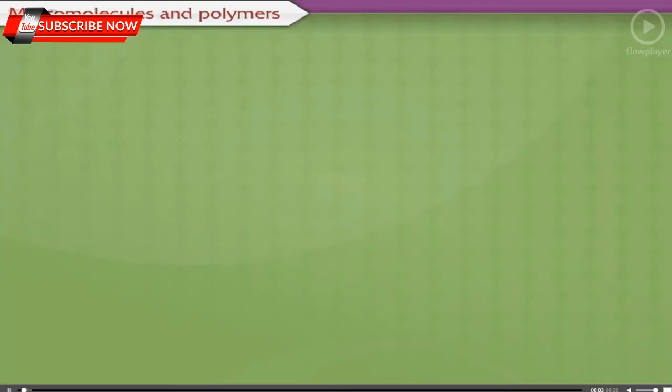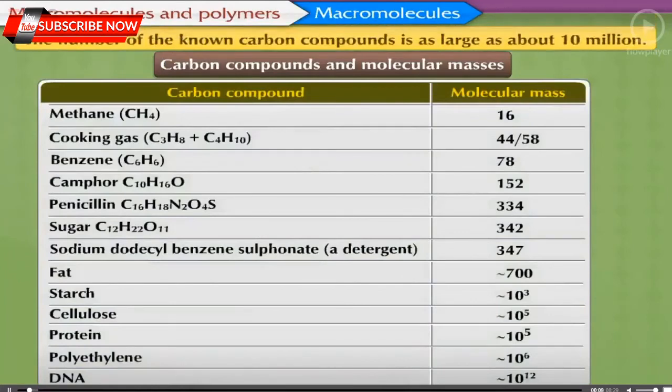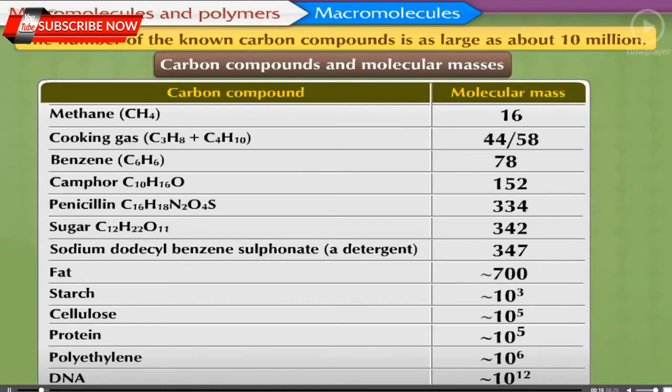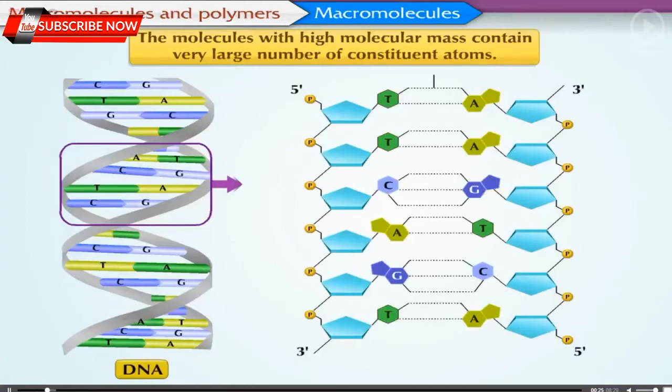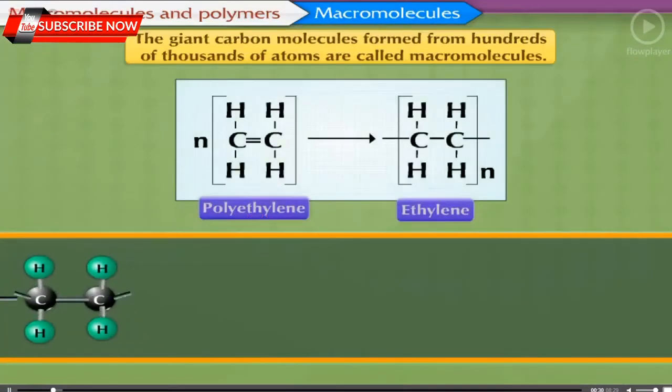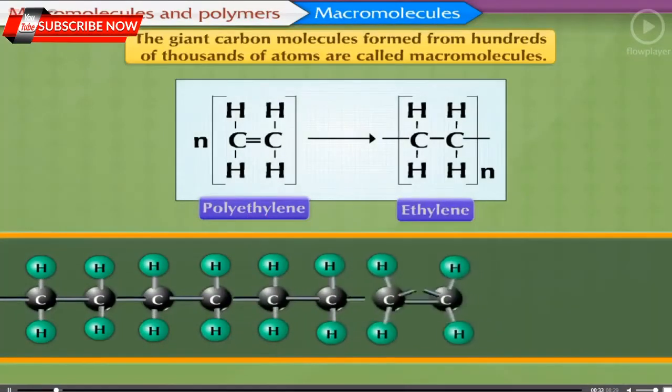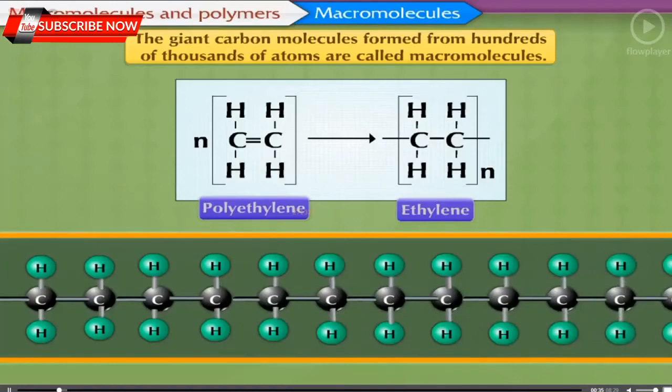Macromolecules and polymers. Macromolecules. We have already studied that the number of the known carbon compounds is as large as about 10 million, and the range of their molecular masses is as large as 10 raised to 1 to 10 raised to 12. The molecules with high molecular mass contain very large number of constituent atoms. The giant carbon molecules formed from hundreds of thousands of atoms are called macromolecules. They are from the type of compounds called polymers.